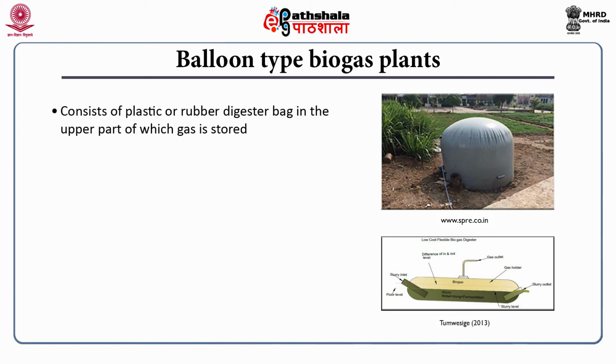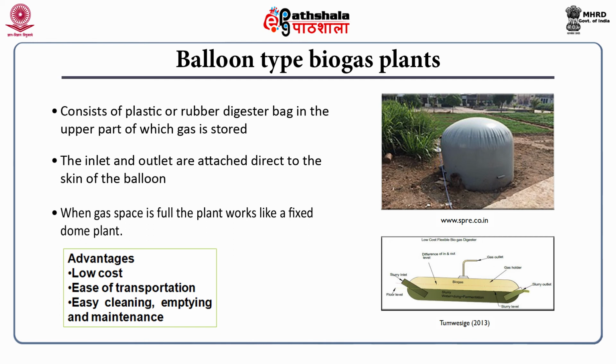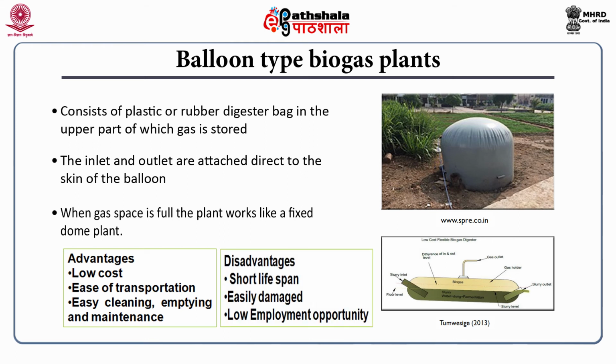And it consists of a plastic or rubber digester bag in the upper part of which the gas is stored. And the inlet and outlet are attached directly to the skin of the balloon. When the gas space is full, the plant works like a fixed dome plant. You can see it in the figure. And it has advantages like low cost, ease of transportation, easy cleaning, emptying and maintenance. But disadvantages like short lifespan, easily damaged and low employment opportunity compared to the other two types.